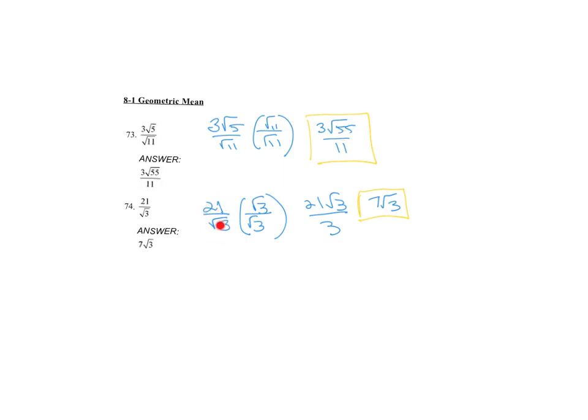Here's our original fraction in number 74. Here's me rationalizing the denominator, multiplying by the square root of 3 over the square root of 3. I end up with 21 times the square root of 3 over the square root of 9, which is 3. Notice how 21 and 3 are both on the outside of the radical, so I can divide those two things, and my answer is 7 times the square root of 3.